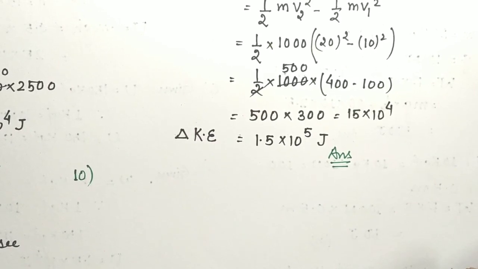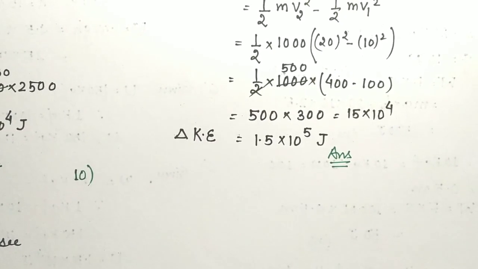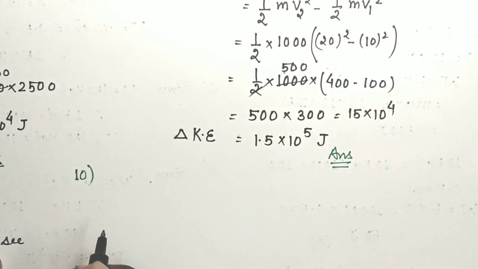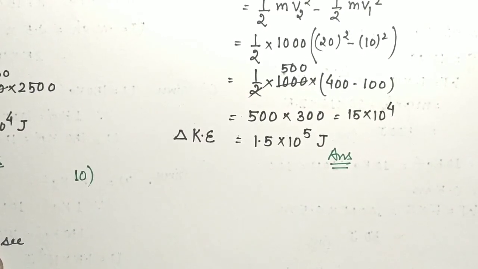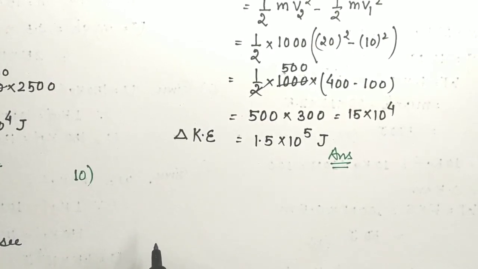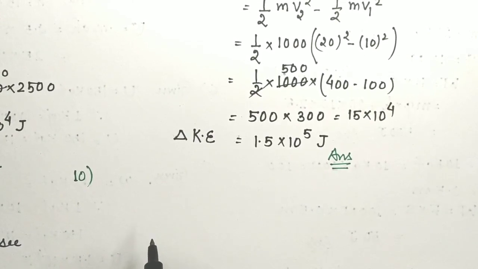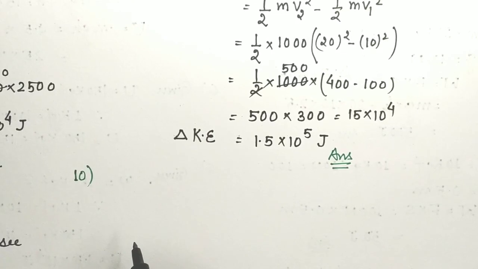What question number 10 says is: a car is moving with a speed of 15 km per hour. So what is given here? The speed of the car is given as 15 km per hour, and another identical car is moving with the speed of 30 km per hour. We have to compare their kinetic energies.